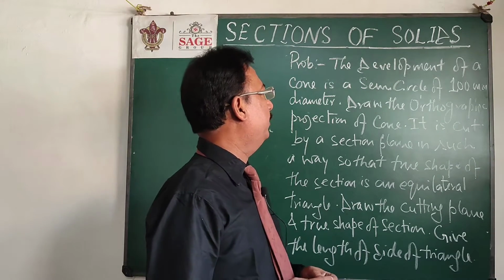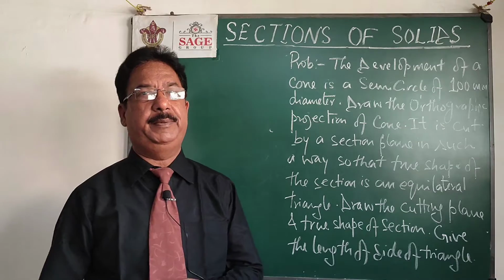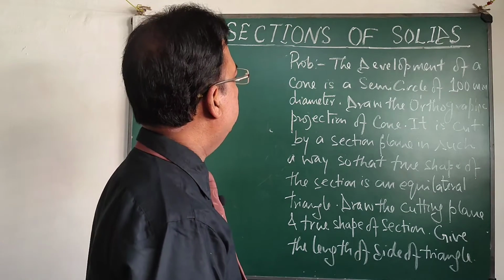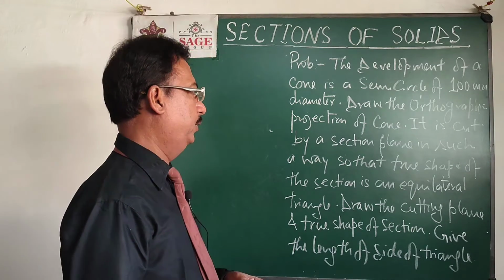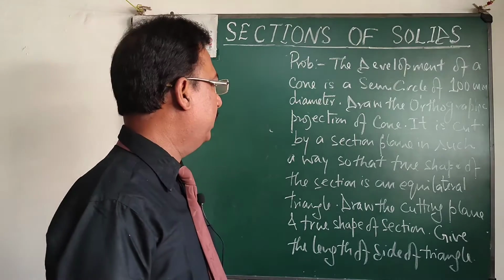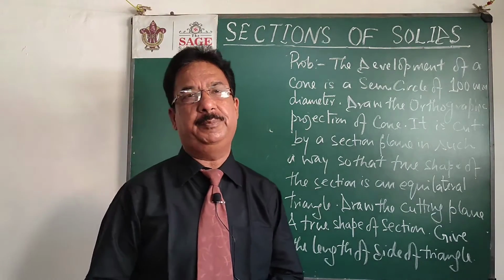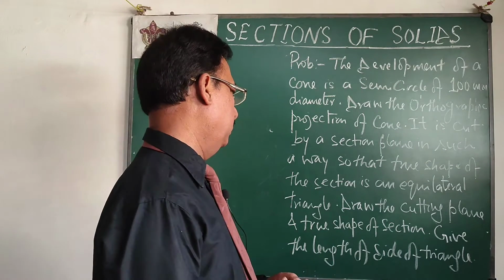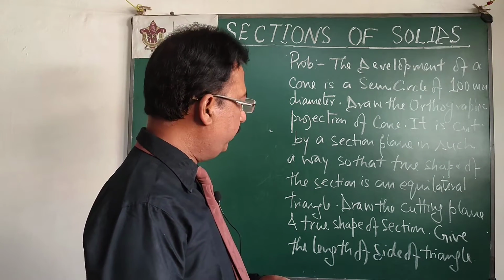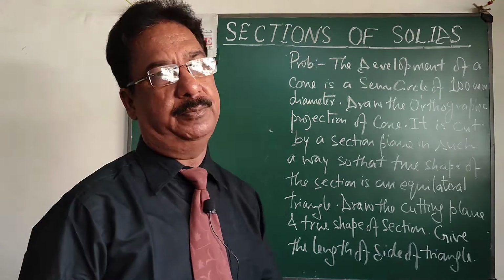The development of a cone is a semicircle of 100 mm diameter. Draw the orthographic projection of the cone. And this cone is cut by a section plane in such a way that the true shape of the section will be an equilateral triangle. Draw the cutting plane, the true shape of the section, and give the length of the side of the triangle.